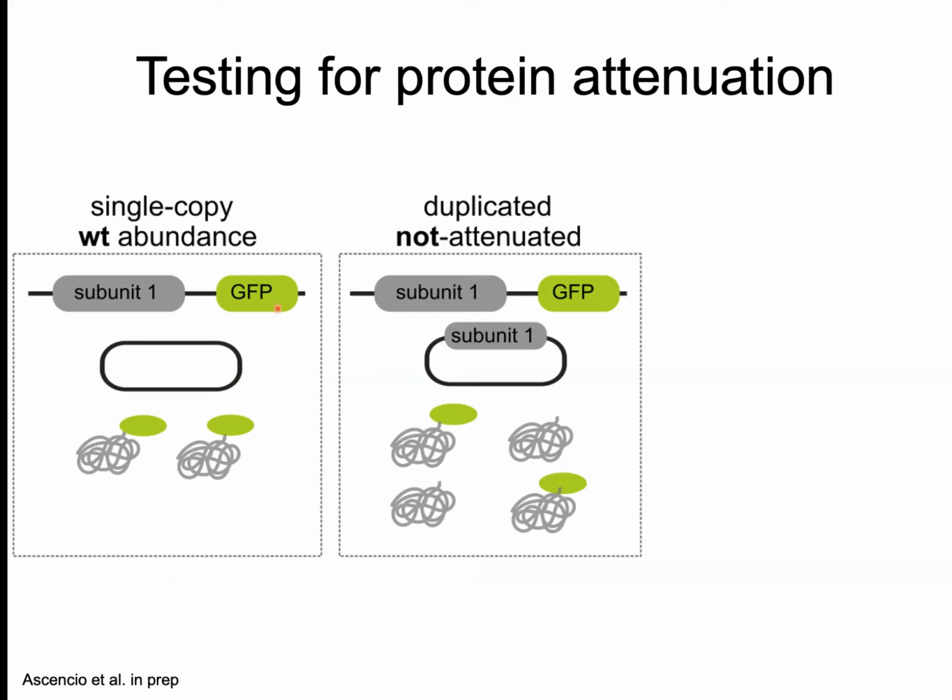So we imagine that we have yeast strains in which we have GFP fusions for all the subunits of the protein complex. And as we did before, we can transform these strains with an empty vector and measure GFP expression. When there is no attenuation, we expect that if we add an additional copy of the gene coding for subunit 1, we will have an increased expression of that subunit, but the GFP level would remain the same because the overall expression increases, but half of it will come from the genomic copy.